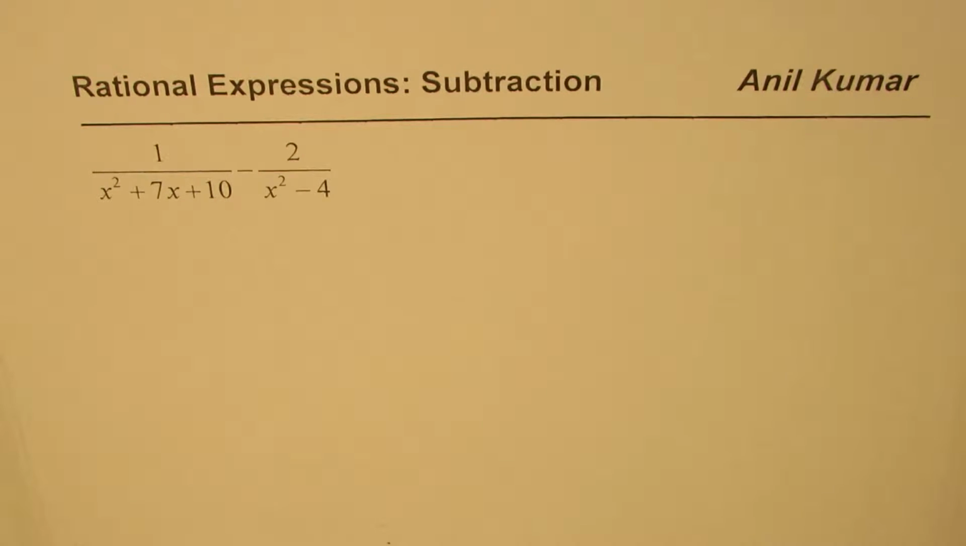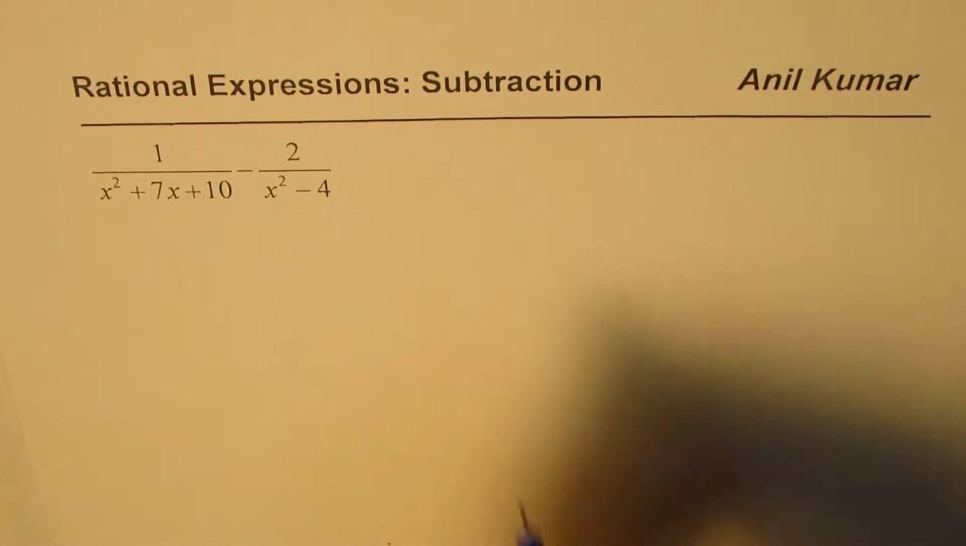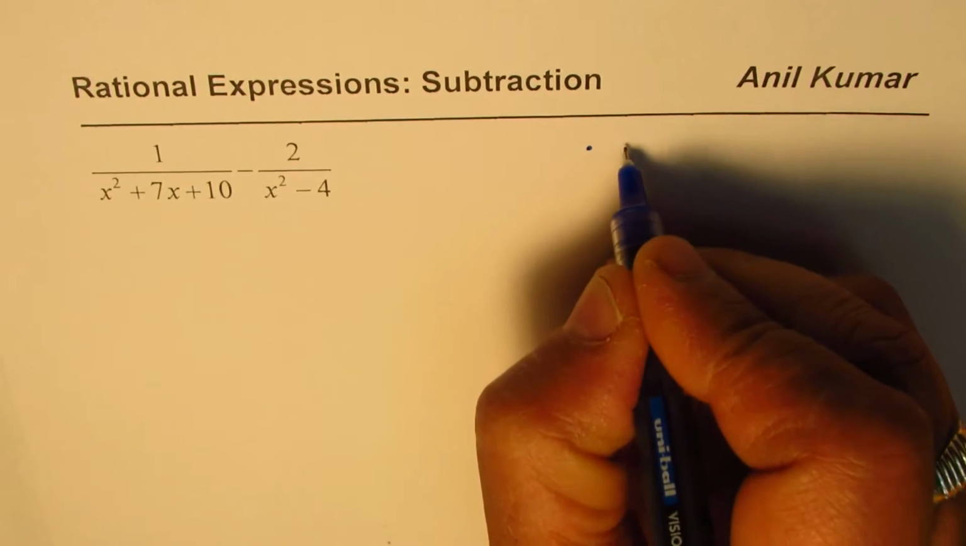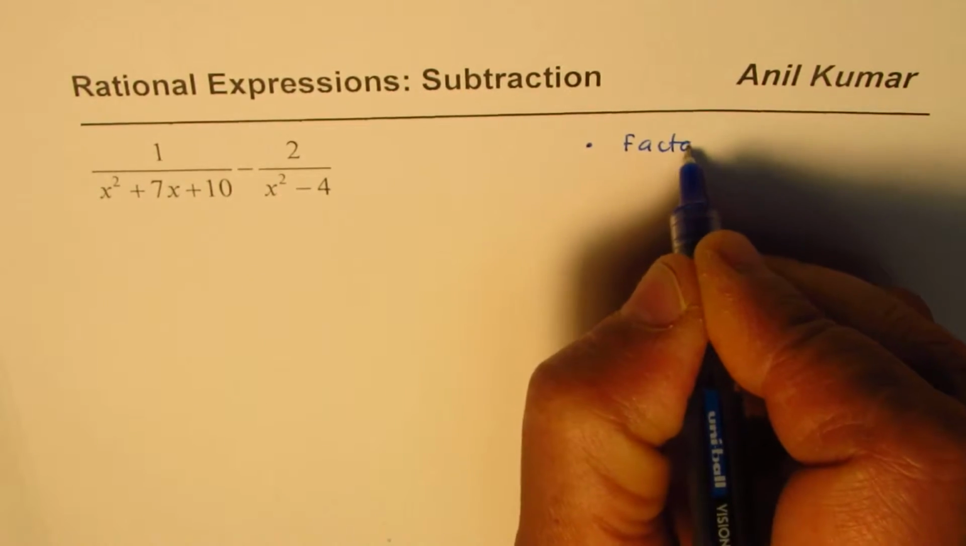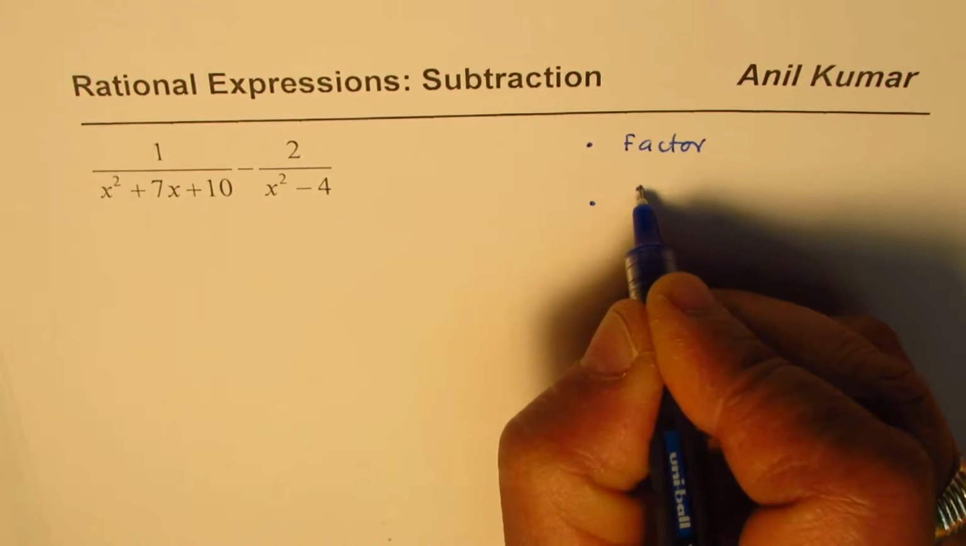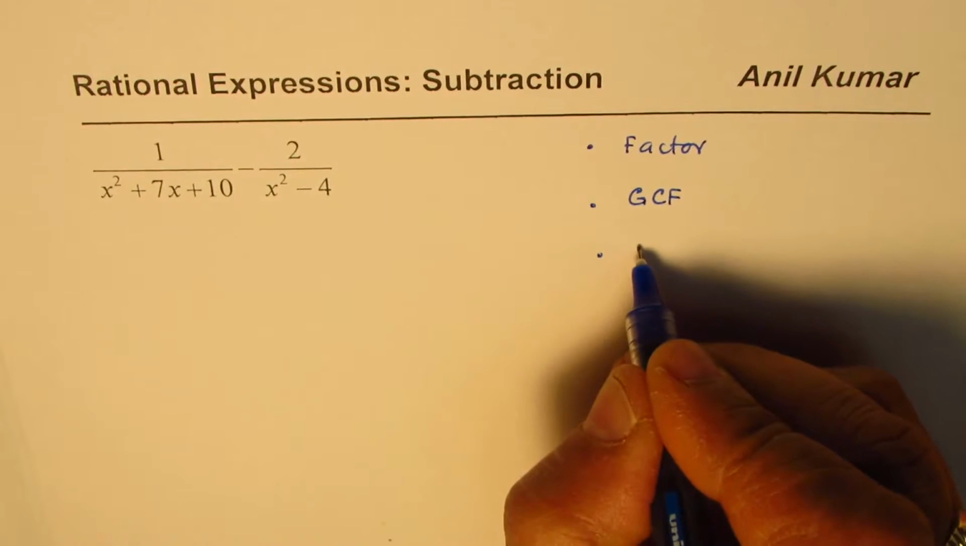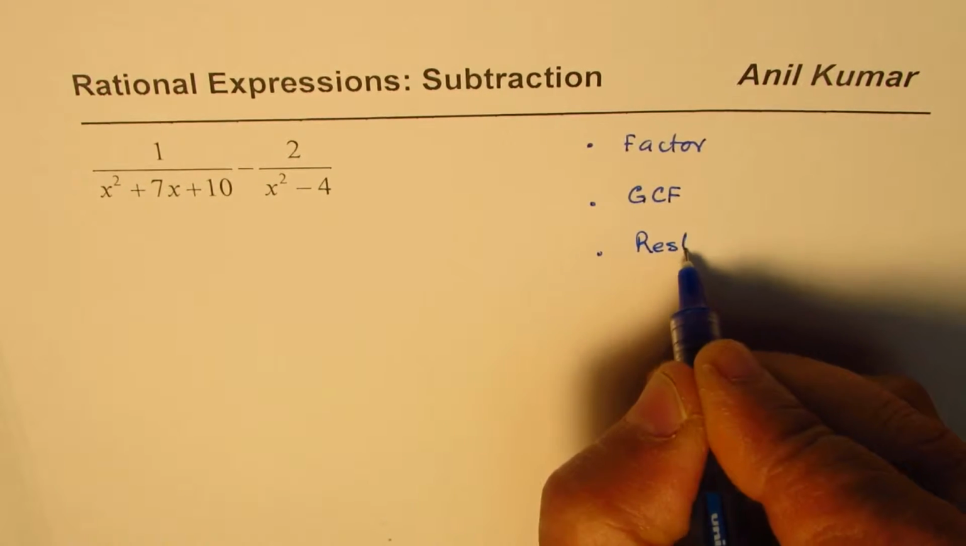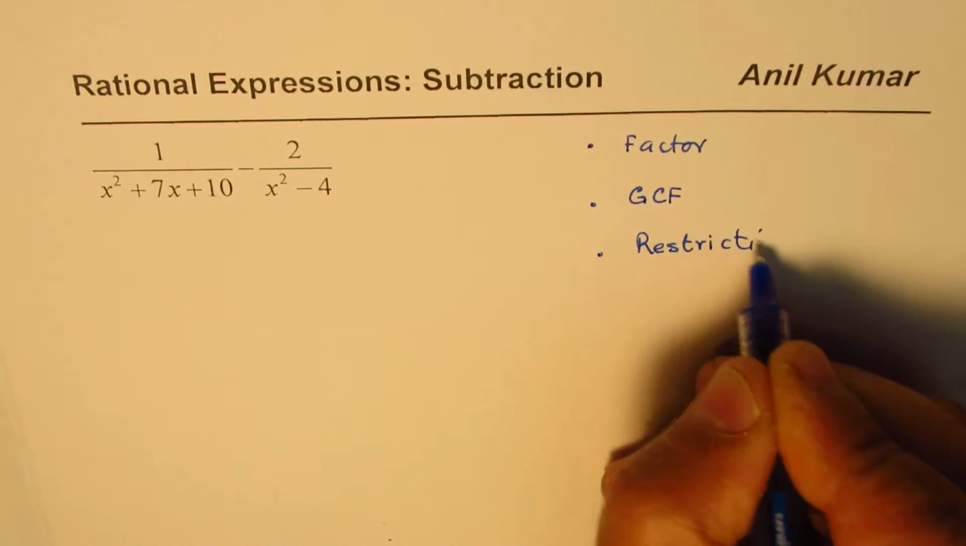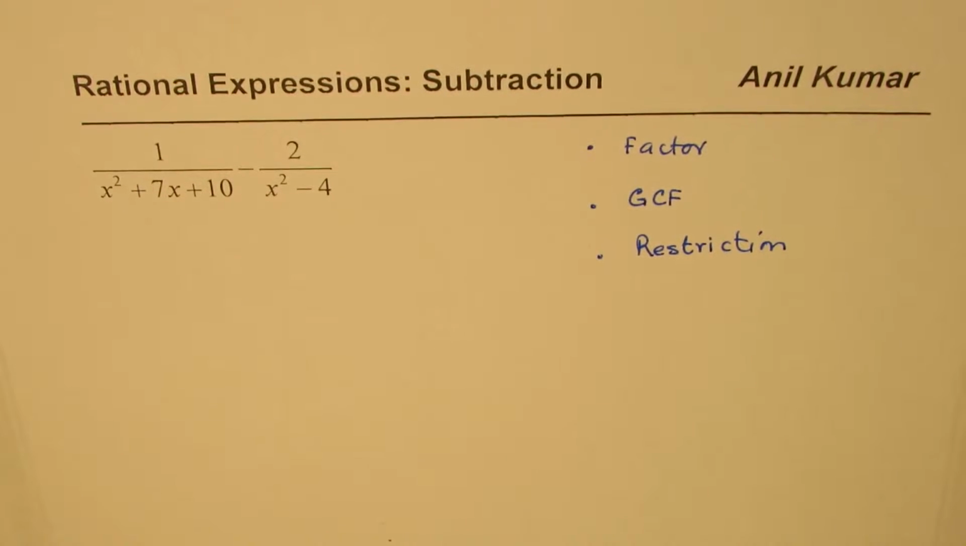Now, to subtract rational expressions, we need to do two things. First, we need to factor if possible, and second, we need to find the greatest common factor, right? And we also need to include restrictions. So these are the things which we should keep in mind to perform subtraction on rational expressions. Well, these are common things to perform any operation on rational expressions.